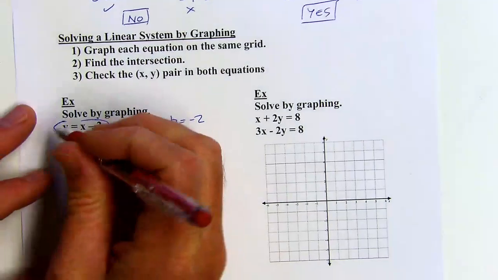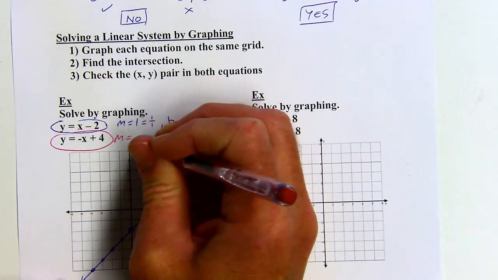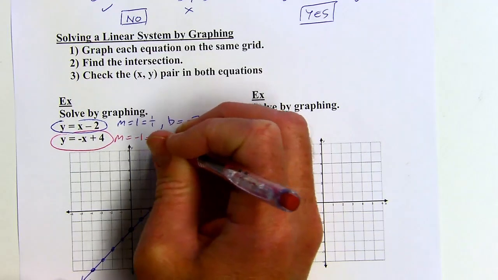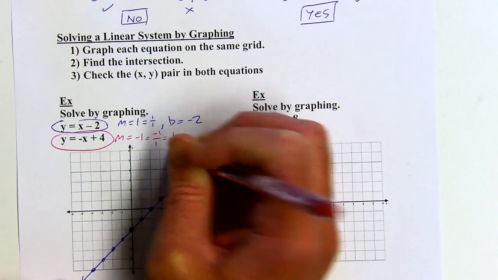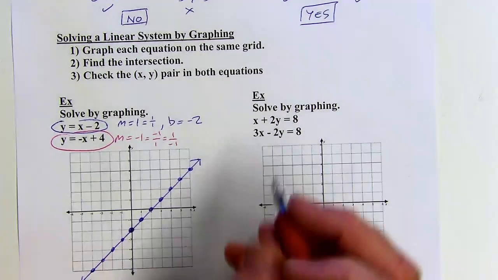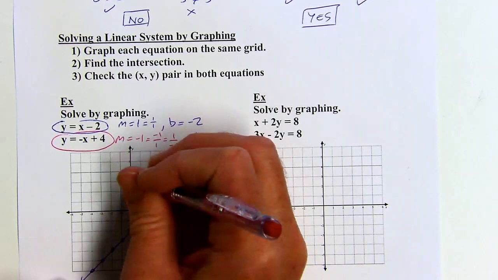The second line, I'll do this one in red just to color code it. So my slope here is -1, and you could think of that as -1 over 1, or you could think of it as +1 over -1. So either way, you could do rise over run like that. Okay, and then my y-intercept is 4.